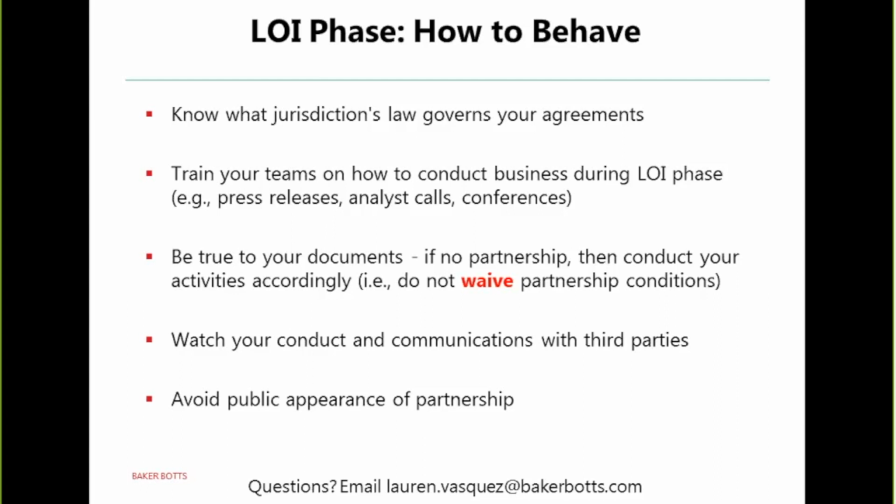All right? If it's not a partnership, don't call it a partnership. You say we're jointly considering the development of a petrochemical facility or whatever it is you're doing. Then that's what you're doing. The two of you are jointly considering it, and you're going to approach a decision about the commerciality of the project in Q3 of 2018. Right? That's what you're doing. Say something like that. So watch your conduct and communications with those third parties. Avoid the public appearance of partnership.